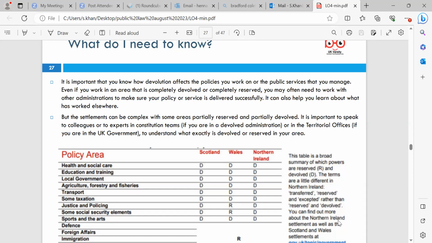So it's really important that they work together to identify what the needs of each person is, or, you know, if one's working successfully and the other's not. But the settlements can be complex in some areas, partially reserved and partially devolved. It's important to speak to colleagues or experts in constitution teams or in territorial offices to understand exactly what is devolved or reserved in their area.